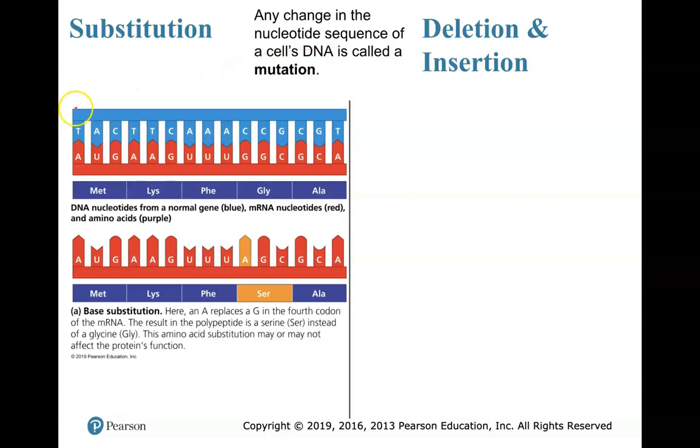Just like in previous images, my DNA is in blue, my RNA is in red. Here I can see the sequence of my DNA and its complement mRNA that's formed during transcription. And then I can see the different codons. The AUG codon, that triplet, will code for the amino acid methionine. AAG for lysine, UUU, and so forth for each respective amino acid. In a substitution, you are substituting one particular nucleotide.